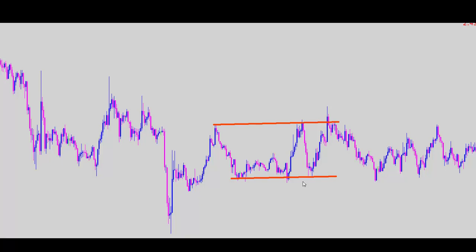So this is what we mean by the support and resistance level. When the price goes up and then reverses down, we call that area where the price has changed its direction a resistance level. And the opposite, when the price falls down and then changes its direction to the upside, we call that turning point or reversal point a support level.